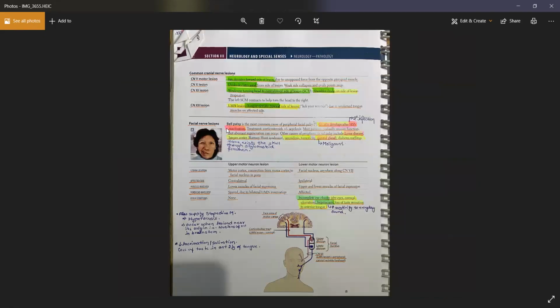Any doubt, please ask. Why does sarcoidosis cause a facial nerve lesion? Because in sarcoidosis, I'm having granulomas throughout my body. If a granuloma involves my facial nerve, it can cause damage to that also. Sarcoidosis can involve any part of the body. If you're having neurosarcoidosis, it can involve the pituitary gland. And if you remember, if the pituitary stalk gets damaged because of sarcoidosis, I will get diabetes insipidus.